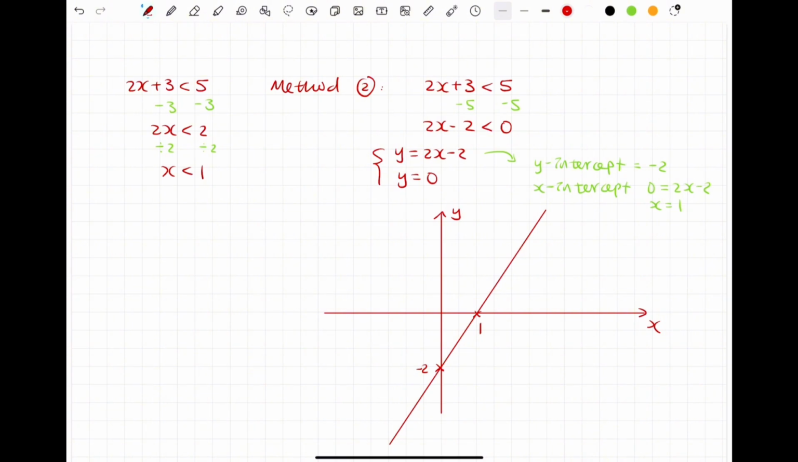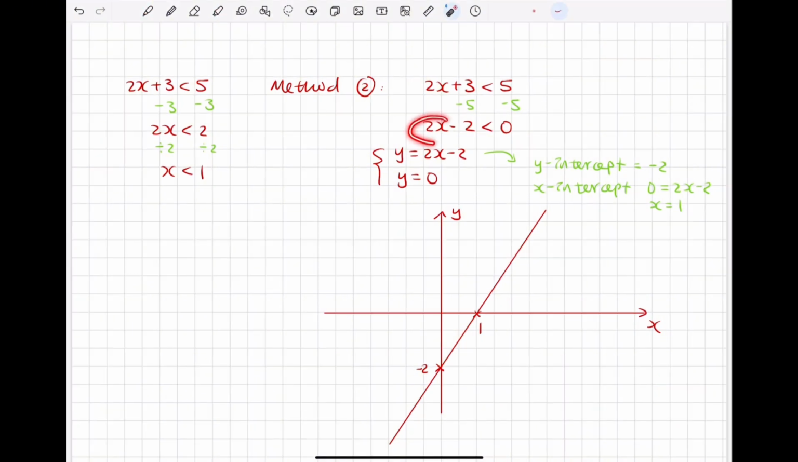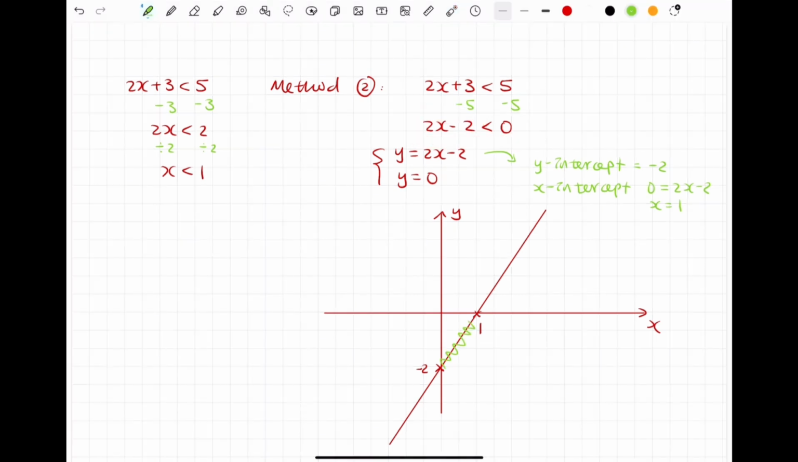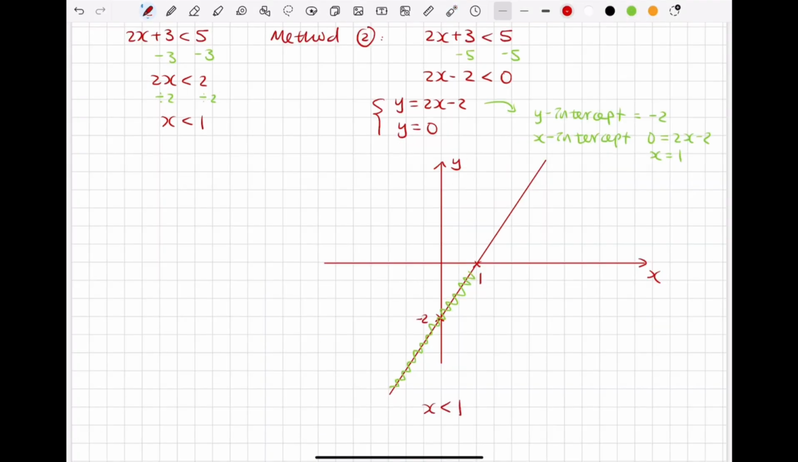y equals 0 is simply the x-axis. Therefore, if we want to find 2x subtract 2 smaller than 0, we want this graph to be below the x-axis, which happens when x is smaller than 1. And this is the same answer as the one we got before.